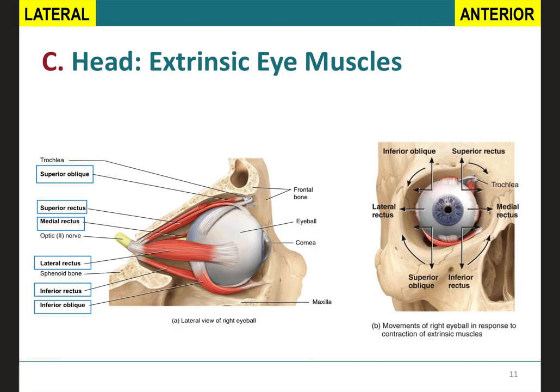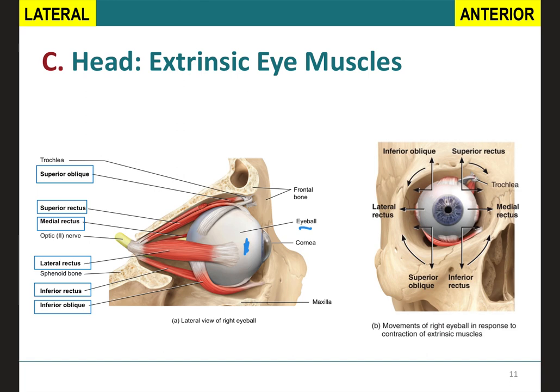Next, we're going to be talking about the extrinsic eye muscles, the muscles that move the eyeballs. They're called extrinsic because they originate outside the actual eyeballs, inside of the orbit, and they insert on the white outer part of the eye, which is called the sclera. An interesting thing about these extrinsic eye muscles is that they are some of the fastest contracting and most precisely controlled skeletal muscles in the body. They can be divided into two groups.